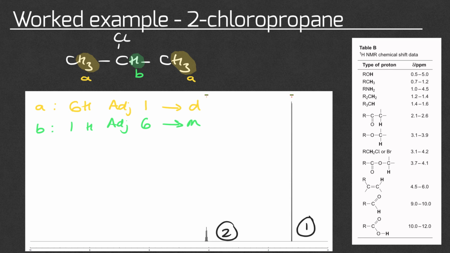We would then label the peaks, in this case 1 and 2, and we'll then go through what information each of the peaks gives us. So starting with peak 1, it has a chemical shift of about 1.25. It has an integration of 6. And it is a doublet as it is split into 2.